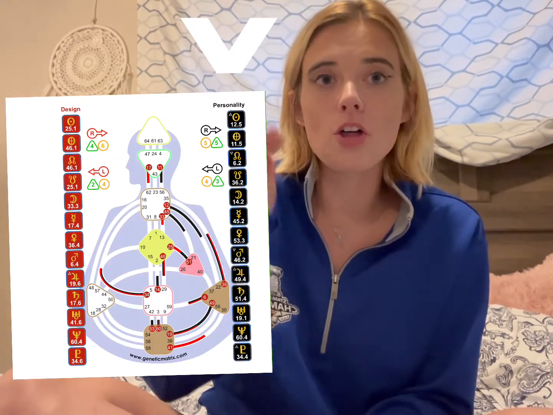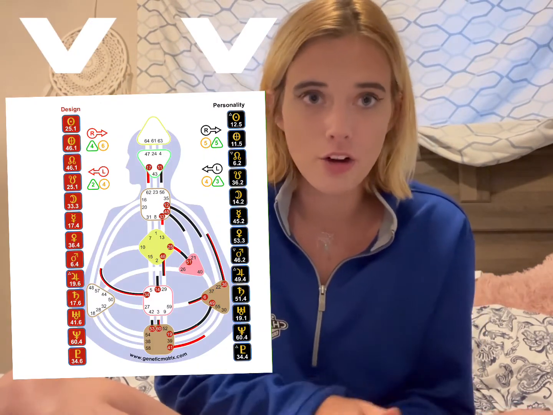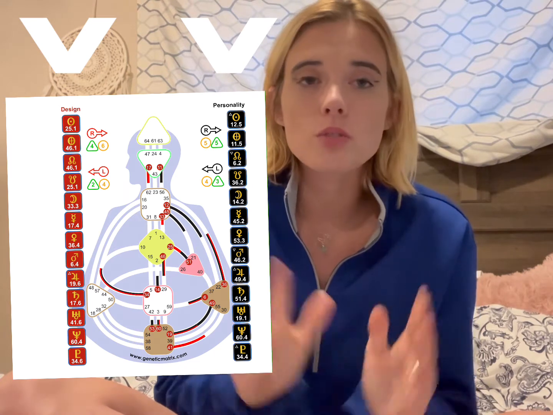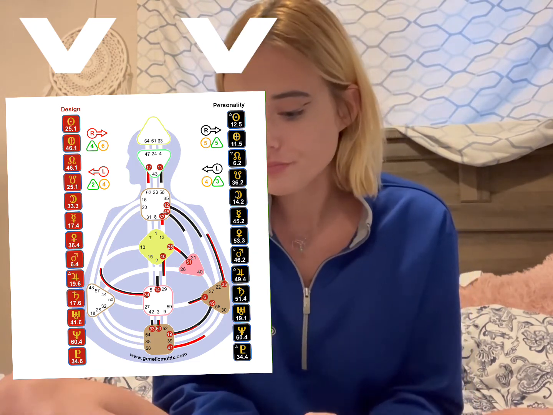I am a 5/1 emotional projector and I talk about human design on my channel. Today I'm going to be talking about a very brief summary, in my own words, of what the planets mean on your human design chart, starting from the top all the way to the bottom on the body graph or on the genetic matrix, whichever one you want to do.